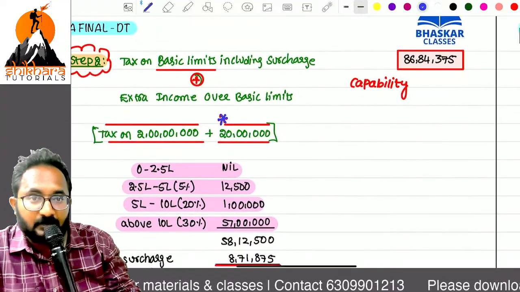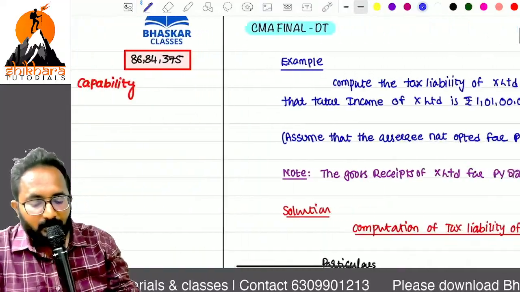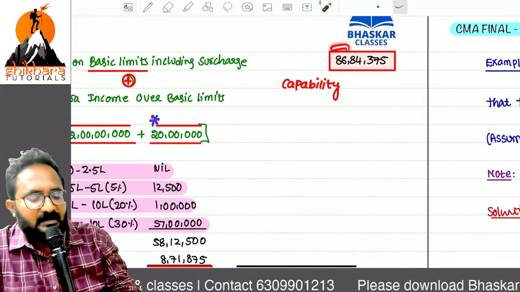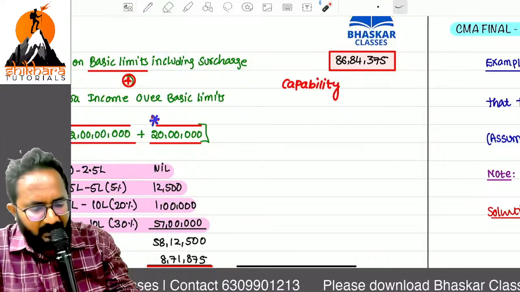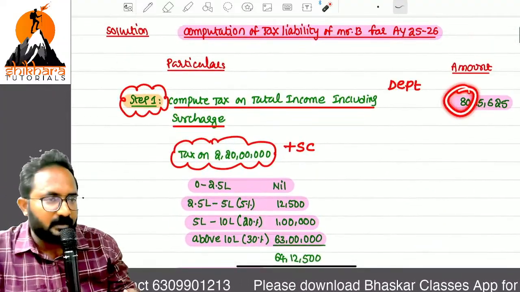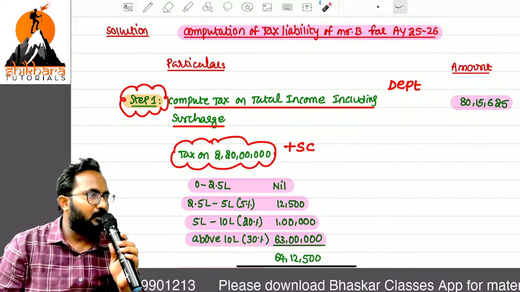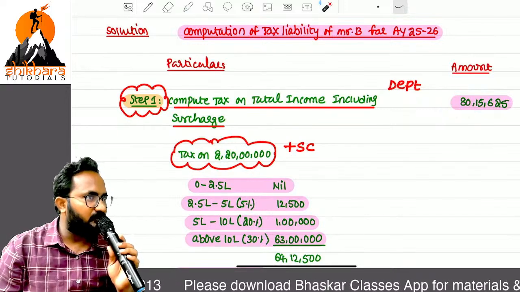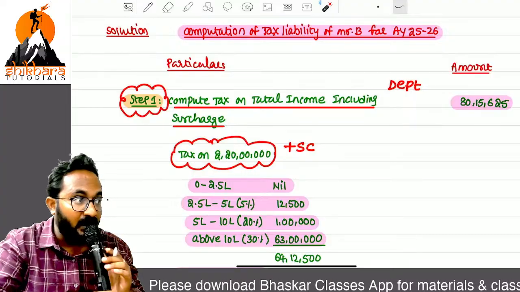86 lakh 84,375. Remember, you are capable to pay exactly just 86 lakh. But they are asking how much? 80. Sir, here no need to take that, what? Marginal relief. Marginal relief is not available.